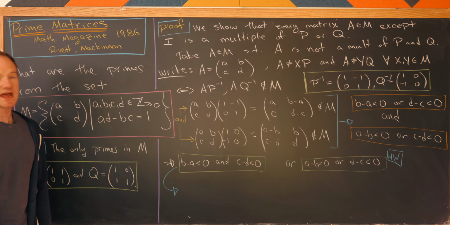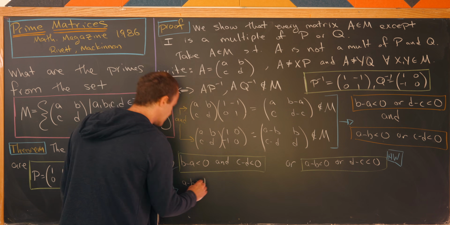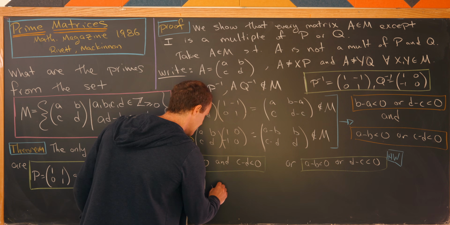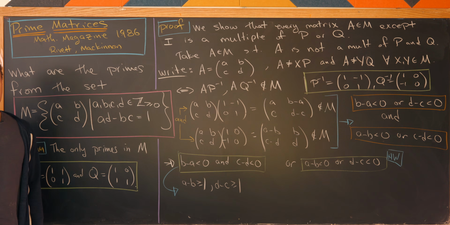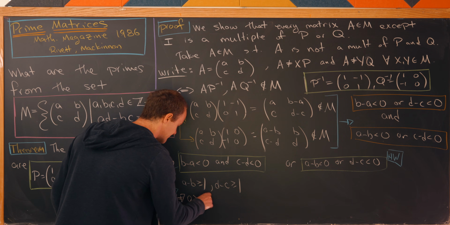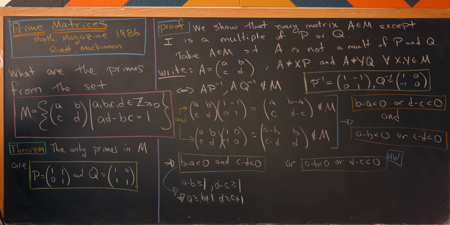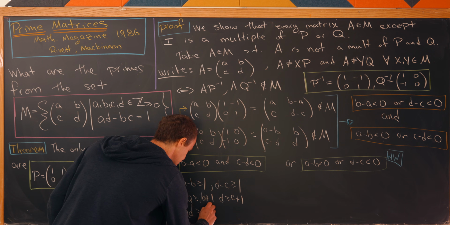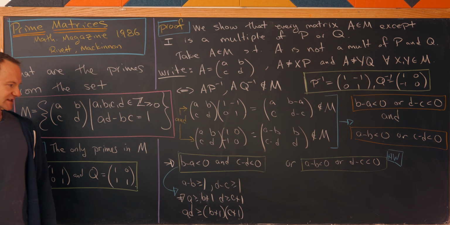Okay, so if B minus A is less than 0, that means that A minus B has to be bigger than or equal to 1. And likewise, if C minus D is less than 0, that means that D minus C has to be bigger than or equal to 1. Like that. But let's notice that that means that A has to be bigger than or equal to B plus 1, and D has to be bigger than or equal to C plus 1. Now we can take this product and we get AD is bigger than or equal to B plus 1 times C plus 1. Okay, so that's looking good.